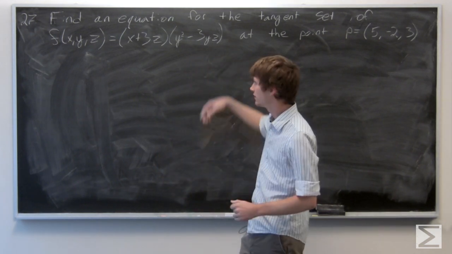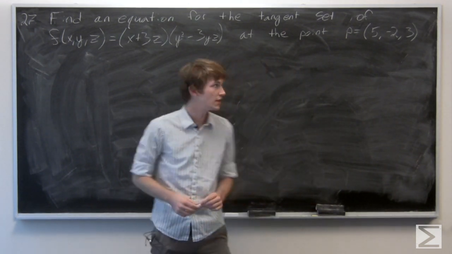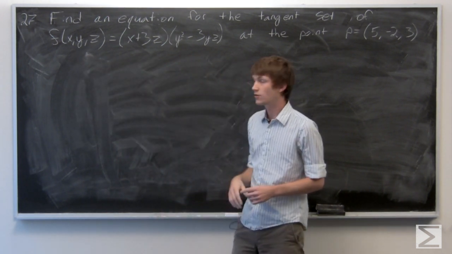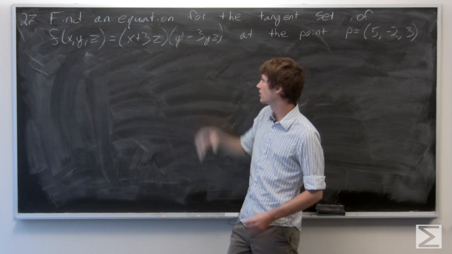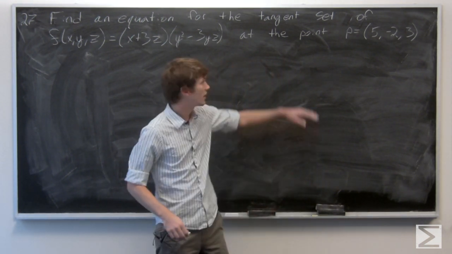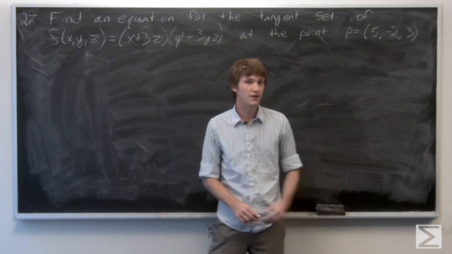Okay, for this problem, we're asked to find an equation for the tangent plane point set of the function f of x, y, z equals the quantity x plus 3z times the quantity y squared minus 3yz. And we're going to do that at the point p equals (5, -2, 3).